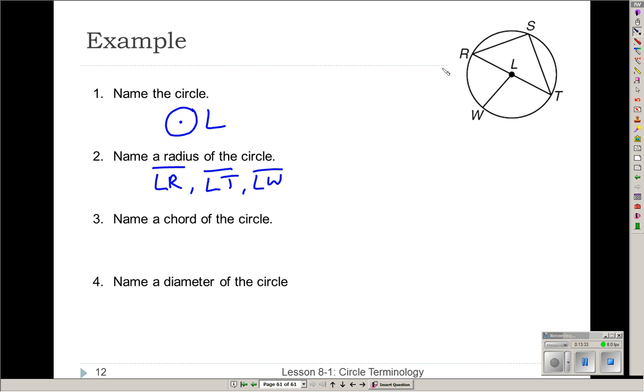Name a chord. We have 3 chords also. Chords have endpoints on the circle. Segment RS, segment ST, and segment RT. Each of those segments has endpoints on the circle. And then name a diameter. The diameter is the chord that goes through the center, and that's segment RT.